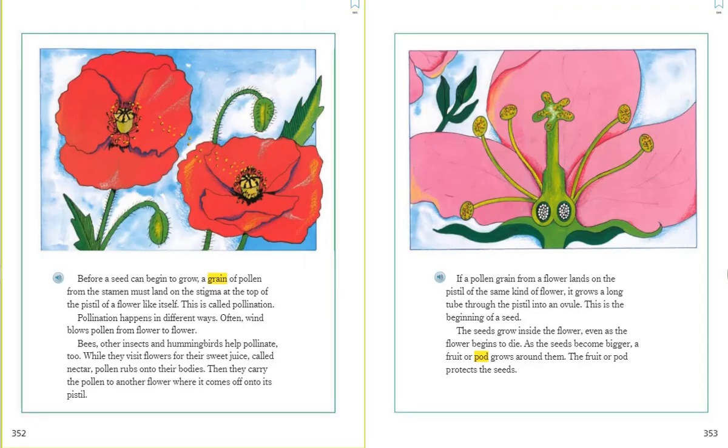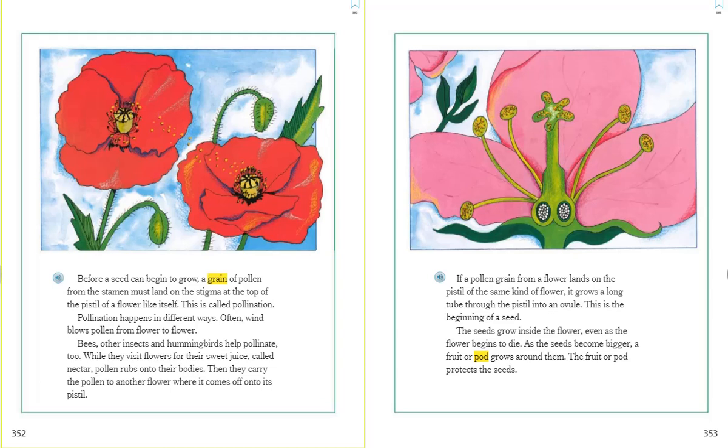Before a seed can begin to grow, a grain of pollen from the stamen must land on the stigma at the top of the pistil of the flower like itself. This is called pollination. Pollination happens in different ways. Often wind blows pollen from flower to flower. Bees, other insects, and hummingbirds help pollinate too.